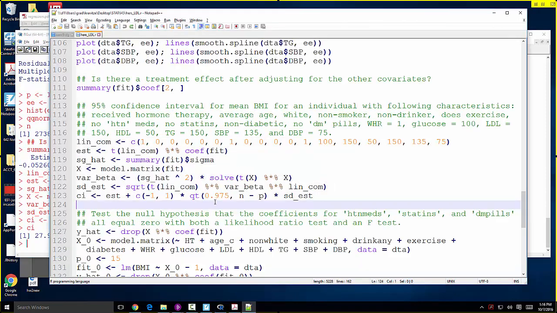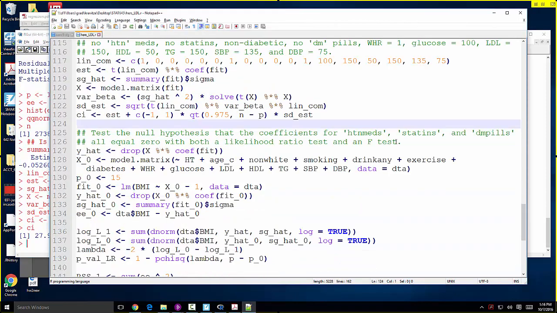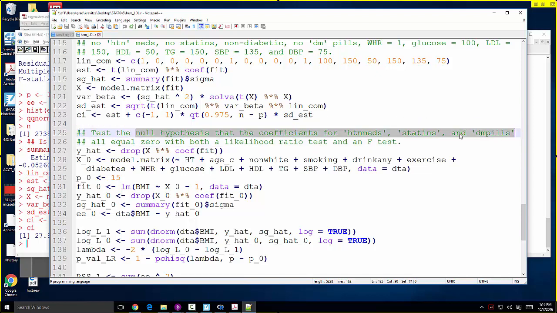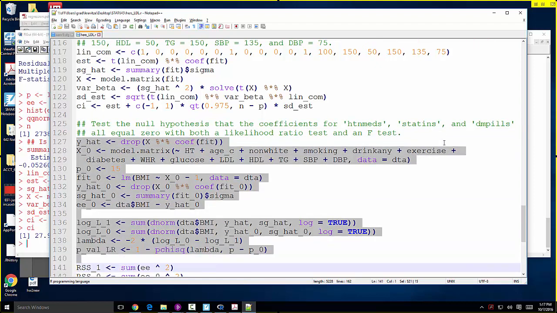I also have code for a likelihood ratio test and an F test for testing whether the coefficients for those meds are zero. There were HT meds, statins are meds, DM pills are meds. So suppose we wanted to test the null hypothesis that all of those have coefficients equal to 0. All three can be simultaneously tested. That's where we need a likelihood ratio test or an F test. So I have code here to do likelihood ratio and then F.